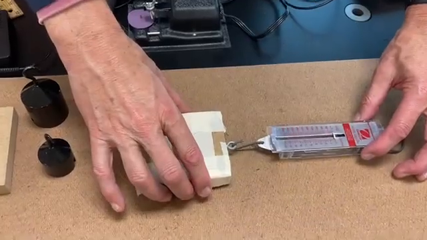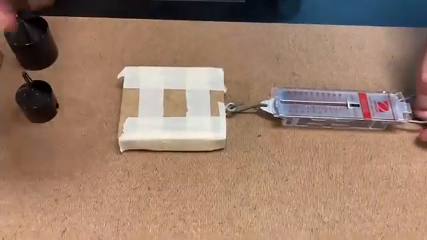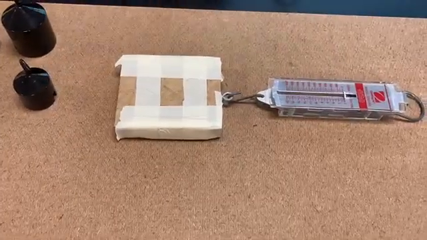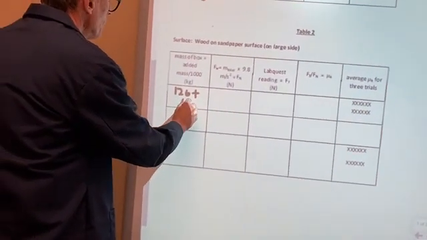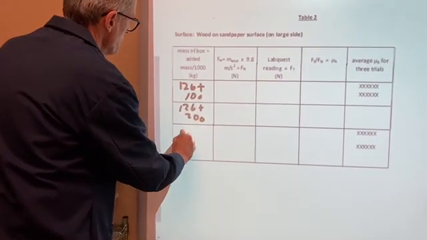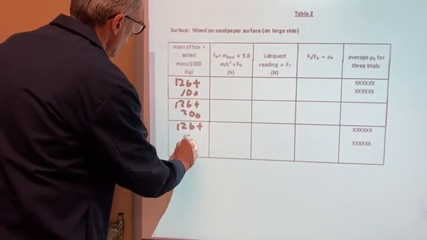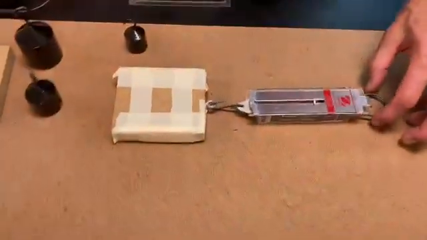We'll set that up. Okay, table 2, and we're going to do the weights again. So the same weights again. Let me write them down just so you know. This is 126 plus 100. This is 126 plus 200. And this is 126 plus 500. I'm not going to write all the units and all that stuff. Okay, let's pull them and see how they do.